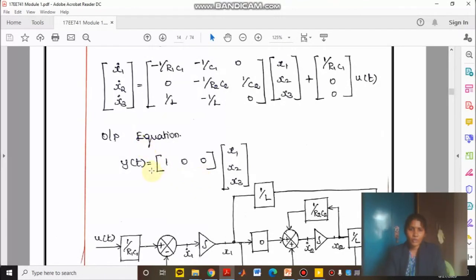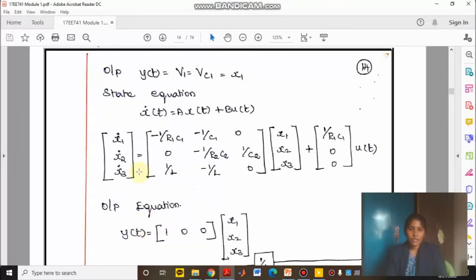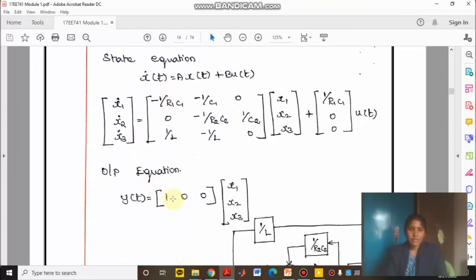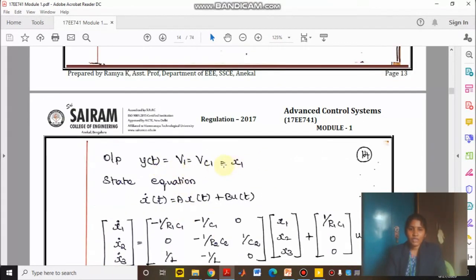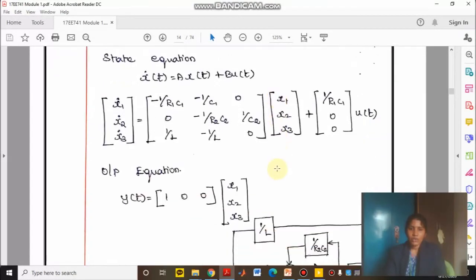Next is your output equation. Output equation y is equal to Cx of t plus Du of t. How will you identify the matrix? So C is a 1 cross 3 matrix. Here it will contain the coefficients; you consider your y of t is equal to x1. So it has only the x1 coefficient, and the rest of the coefficients are equal to 0. So I will get y of t is equal to 1, 0, 0 times x1, x2, x3.